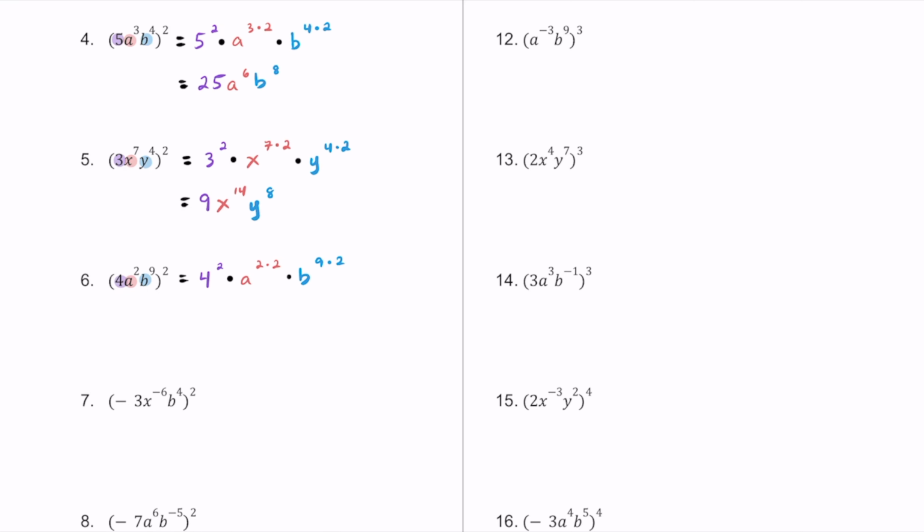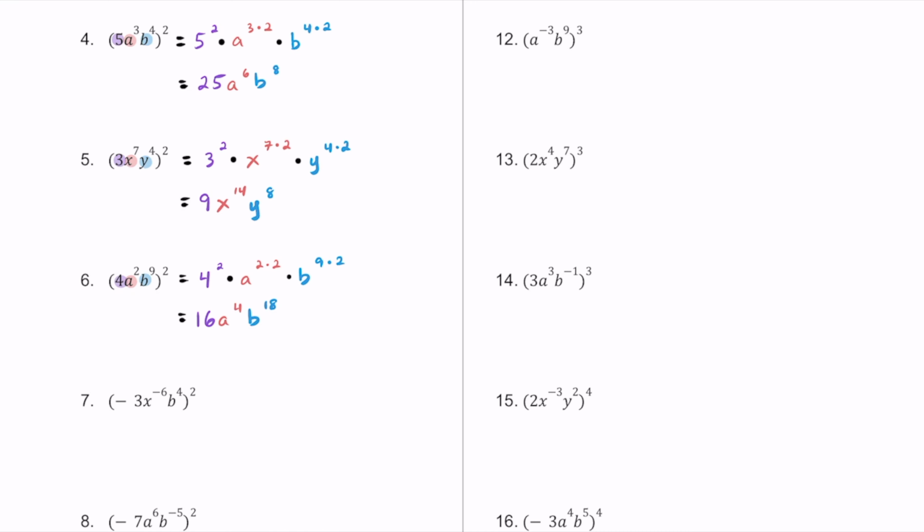Okay, so these are going to be our three bases here. First, we have this 4 squared, or 4 to the second power. 4 times 4, that's going to be 16. And then for the a, their exponents, 2 times 2 is 4, so it's going to be times a to the 4th power. And then for b's exponents, we have 9 times 2, which is 18. So it's going to be b to the 18th power. So that would be our simplified expression.